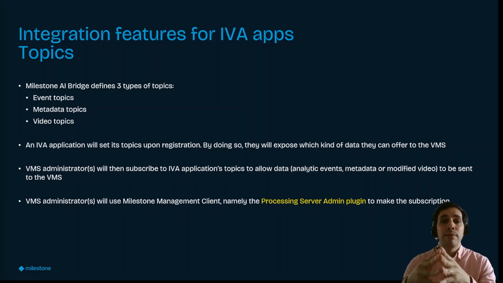Then a VMS administrator will subscribe to the IVA application topics that they will want to be allowed to enter into the VMS. And in order to make that subscription happen, they will use the processing server admin plugin that can be installed on a management client application. Let's take a look now into a small diagram that can help us identify and understand what is the concept around topics on Milestone AI Bridge.